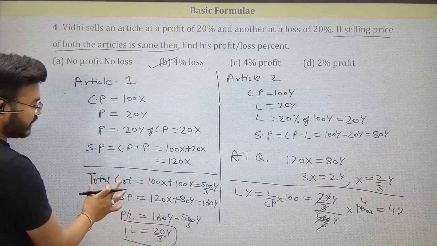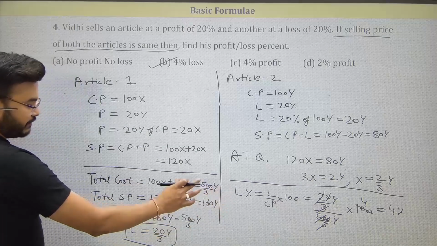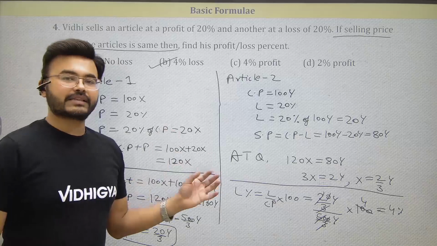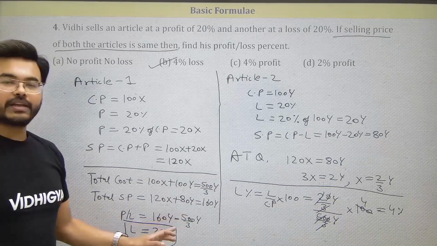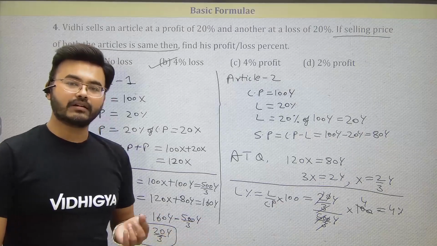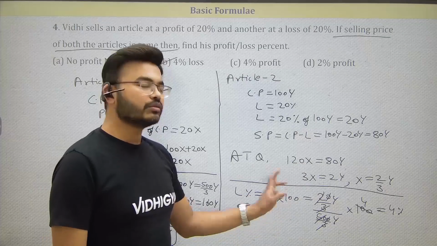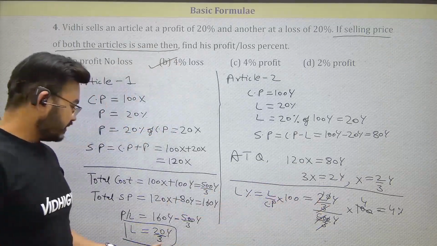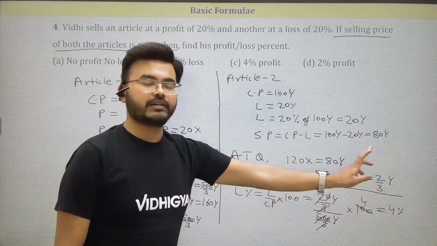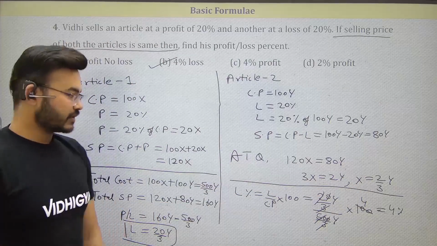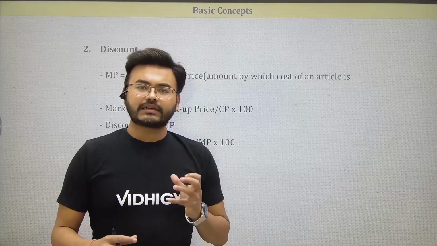Once you do that, you just find the total costing of both the articles and the total selling price of both the articles. After doing that, we just subtract selling price and cost price. We get the value as 20 by 3y, and since it was coming in negative, that means we are incurring a loss. We needed to calculate the loss percent, so loss upon total cost price into 100. Loss was 20 by 3y divided by total cost price, which was 500 by 3y, into 100. We get 4%.